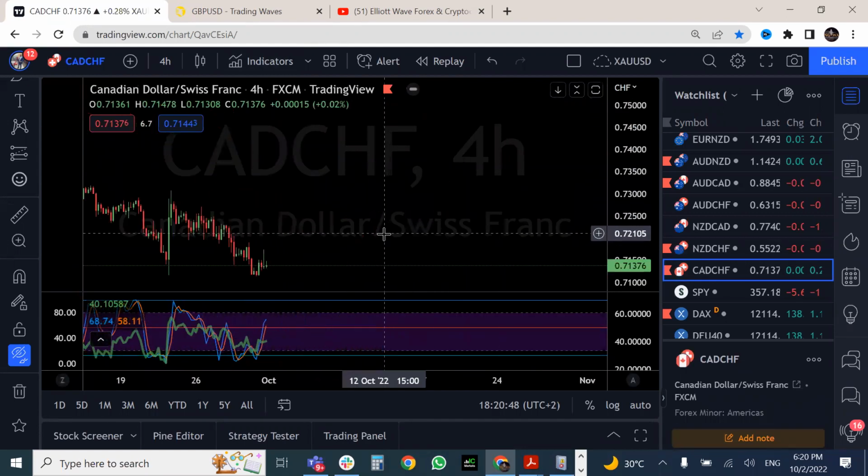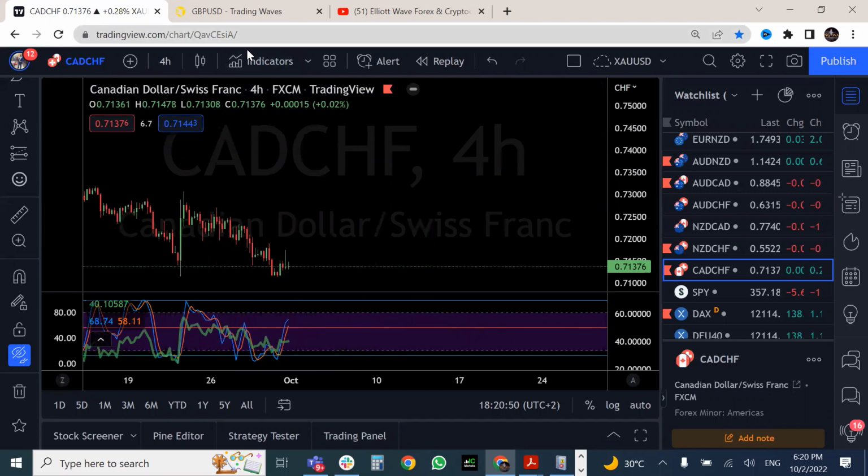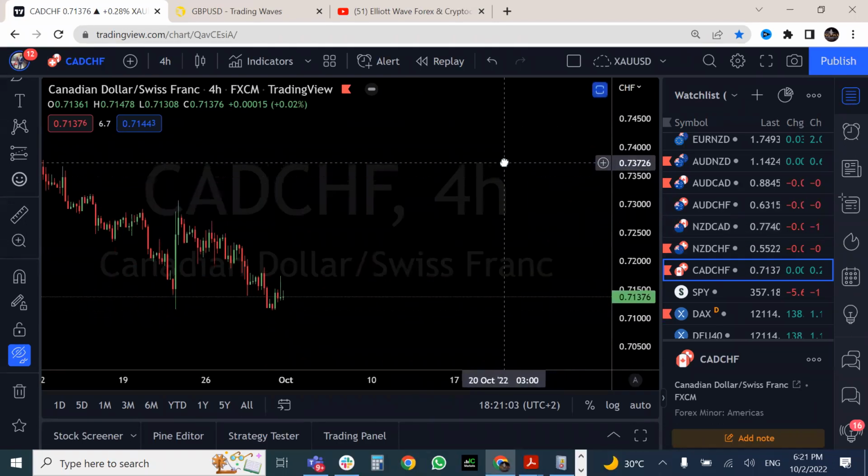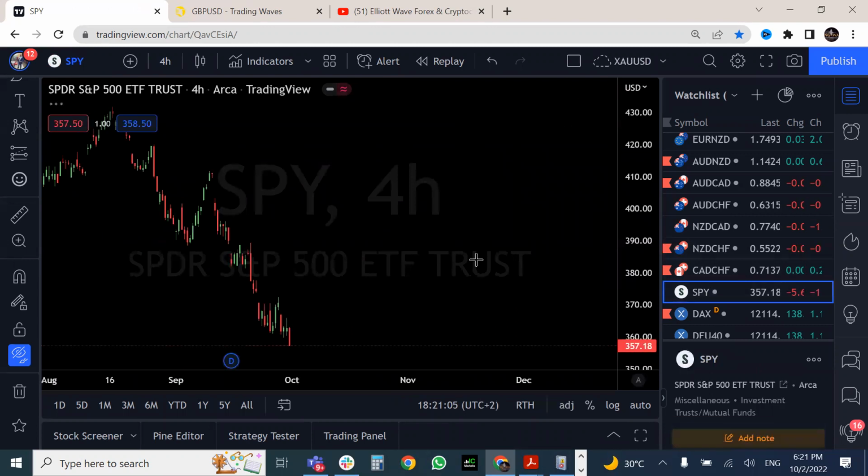CAD Chief, very likely that you can see CAD Chief make a bounce here to around this level, back to this level. But even if we do get a bounce to this level, we should still see this one continuing lower. That's that on the Forex and the commodity pairs. Let's have a look at the S&P 500.